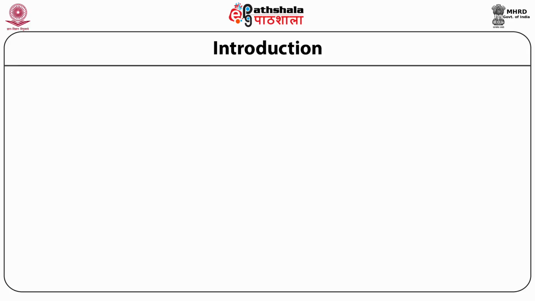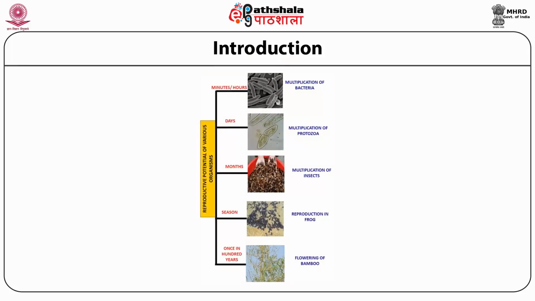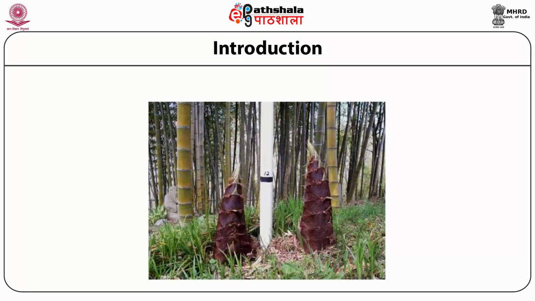Depending on the size of the organism and their reproductive potential, a population may grow in size every minute, for example, in case of bacteria and viruses; in days, like in case of protozoa; in months, in case of insects; every season in case of amphibians like frog; or once in hundreds of years like the flowering bamboos. As you can see in this picture, the bamboo tree breeds flowers only once in several years.